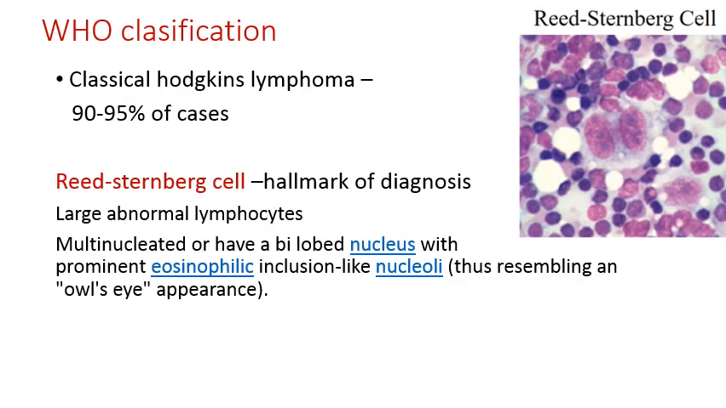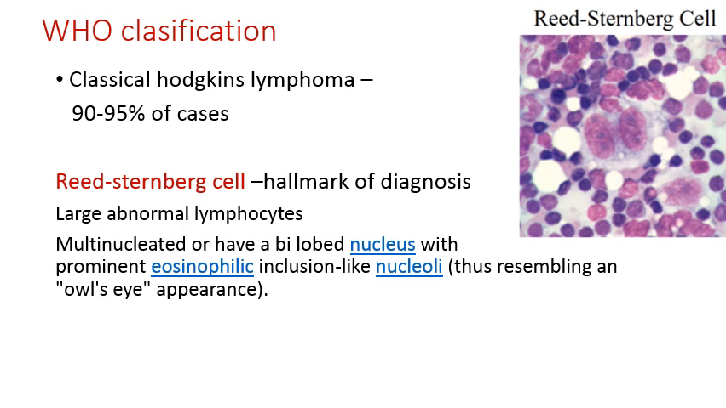Now, what is the WHO classification? So there are two types. The first one is classical Hodgkin's lymphoma, which comprises 90 to 95% of cases. In this group, the hallmark of diagnosis is the classical Reed-Sternberg cell. And what is a Reed-Sternberg cell? It's a large abnormal lymphocyte. Where do you find these cells? They are not found in bone marrow, but they are found in the affected lymph node.